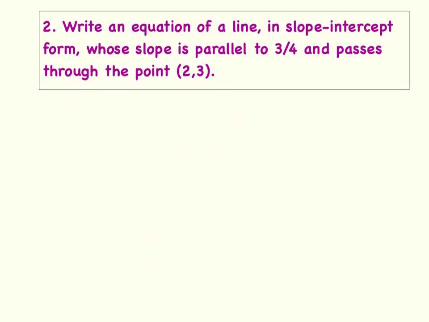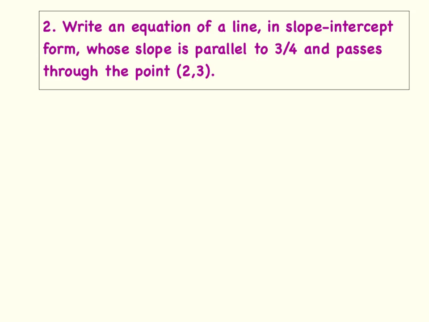Write an equation of a line in slope-intercept form whose slope is parallel to 3/4 and passes through the point 2, 3. In this example, we have to have an understanding of parallel, a slope that is parallel. Now remember, two parallel lines, they go in the same direction and they will never intersect, they will never touch each other. Therefore, a slope that is parallel to 3/4 would simply be 3/4. So basically, we follow the same steps as we did in example 1.